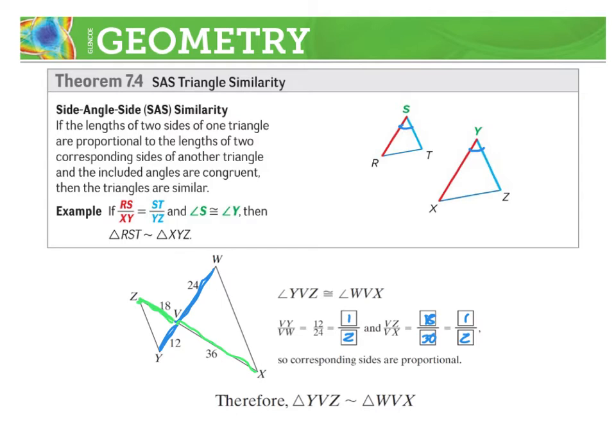And what's important to note here is that angle ZVY and angle WVX are the included angles. So therefore, by side-angle-side similarity, triangle YVZ is similar to triangle WVX.